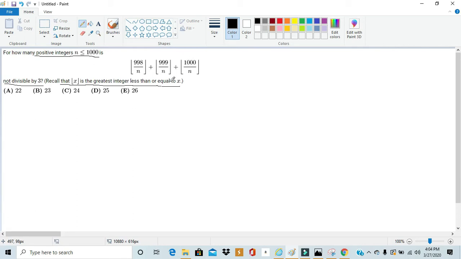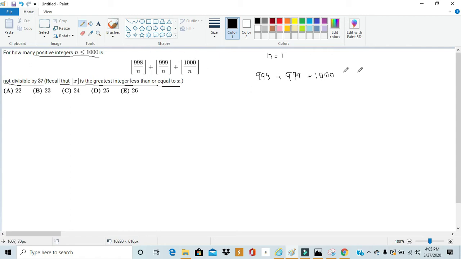Let's think about this. Let's try n out for a couple of cases and see what we get. So let's start from the very beginning. n is equal to 1. If n is equal to 1, we get 998, because 998 divided by 1 is 998, and the floor of that is just 998. Same thing can be said with 999 and 1000. So that's going to be the sum of each of these when n is equal to 1.